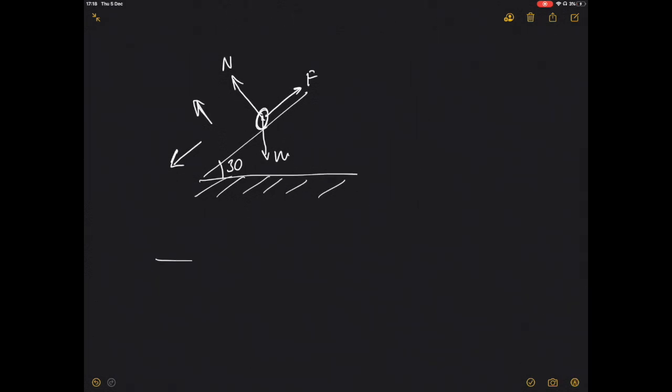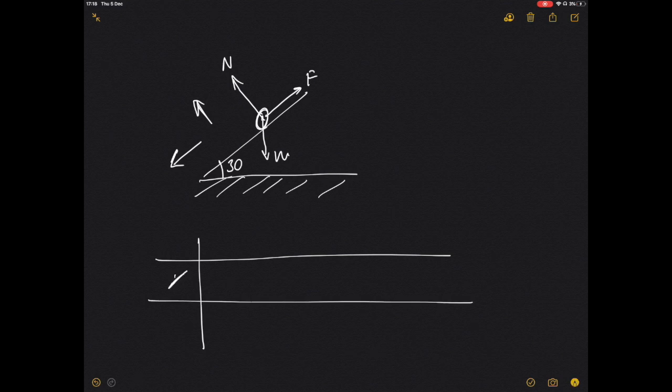So if we were to draw a table that looks a little bit like this, first of all, we were going to see the forces which are going down the hill. Well, we've got actually our frictional force, which is going the opposite way.